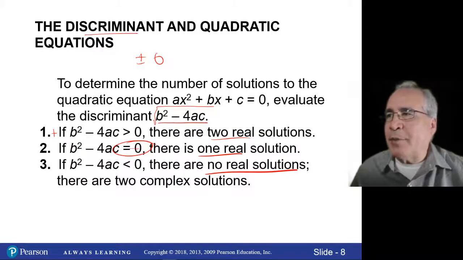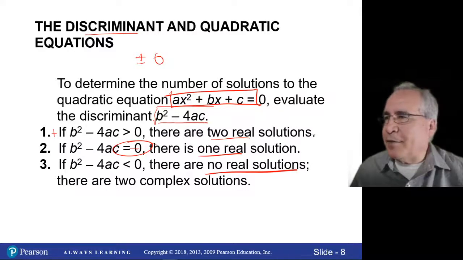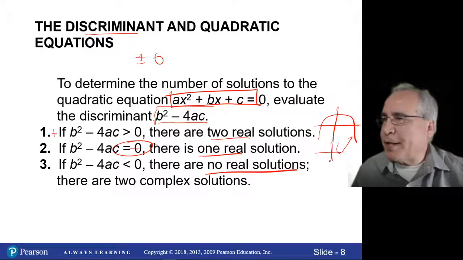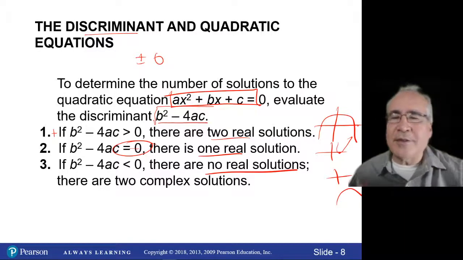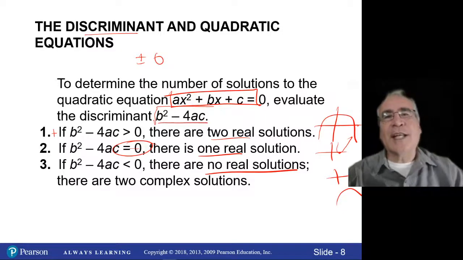But again, what I'm going to say is instead of doing this discriminant part, let's just go ahead and graph this. And then you'll see if you've got 2 solutions, it'll cross in 2 places. If you've got 1 solution, it'll cross in 1 place. And if you have no solutions, it won't cross. You just graph it, look, and know.